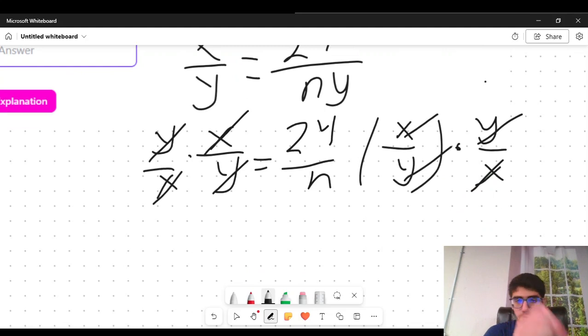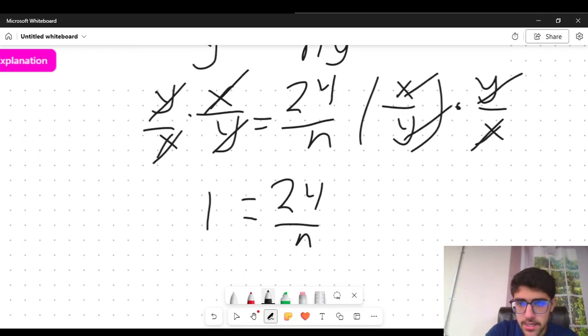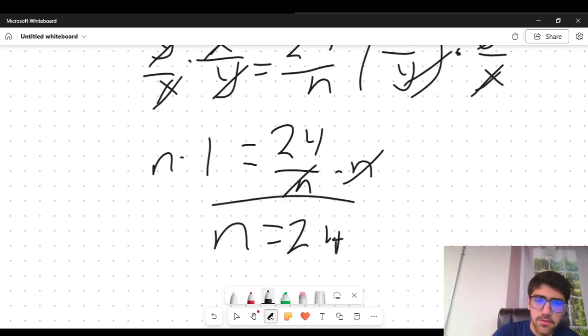And remember an important thing: if they cancel, y over y is equal to 1, x over x is equal to 1. So it doesn't cancel to 0, it cancels to 1. That's important to note. And then it equals 24 over n. From here, how can we solve this? Just multiply both sides by n. That's the easiest way. And then n times 1 is n. n is equal to 24 because n cancels on this side. n is equal to 24.